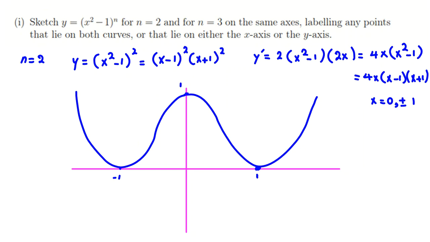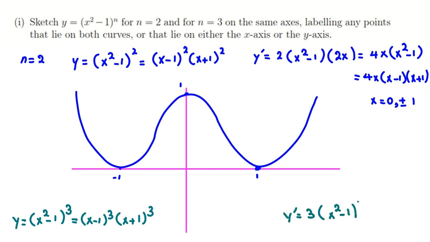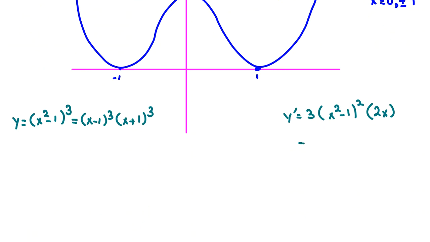Now let's focus on n equals 3. Okay, for n equals 3, y equals x squared minus 1 to the power of 3. It will be x minus 1 to the power of 3 times x plus 1 to the power of 3. And y prime is what? It is 3 times x squared minus 1 whole squared times 2x. So it will be what? It will be 6x times x squared minus 1 whole squared.